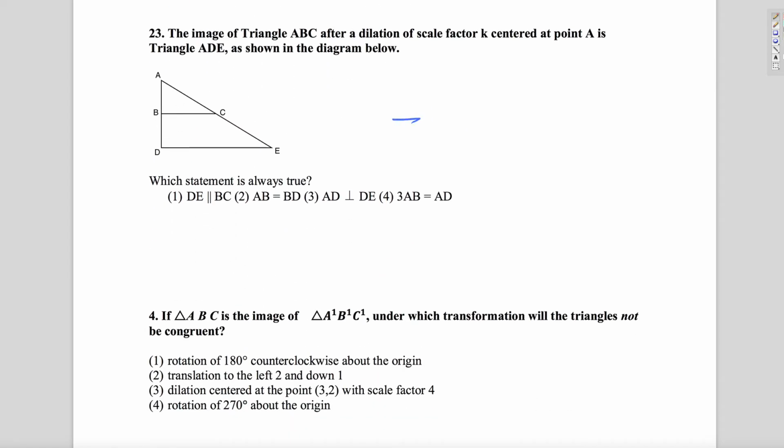This one says, bottom line, A, it's just a similar triangle case. Okay, so DE parallel to BC. That's right, actually. AB equals BD is not true. AD equals D parallel, that's not necessarily true. So it's just the parallel thing. There's similar triangles in that situation.